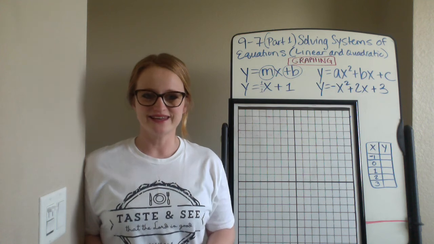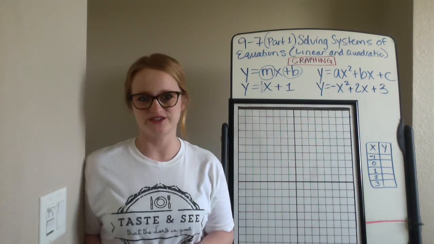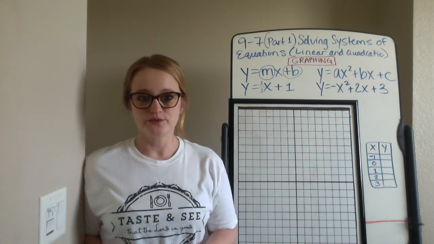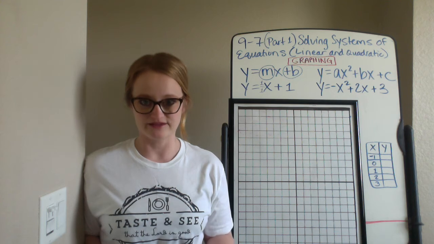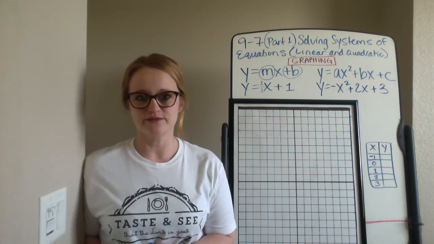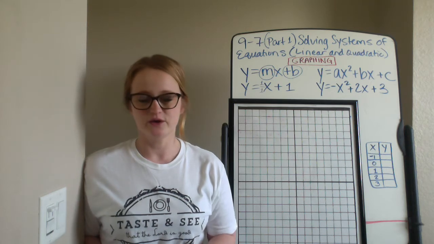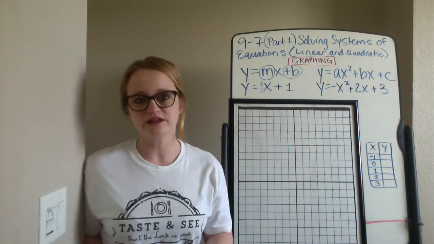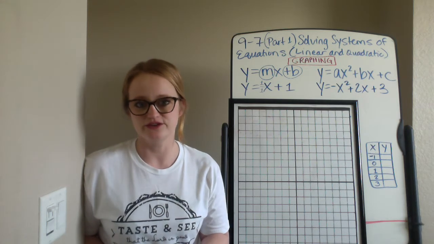So in this lesson, we are going to learn how to solve systems of equations with linear and quadratics. Part one of this video is how to solve them by graphing each type of equation. Remember that solving a system of equations just means more than one equation or function on a coordinate plane at one time, and we are looking for at what points on the graph they intersect.